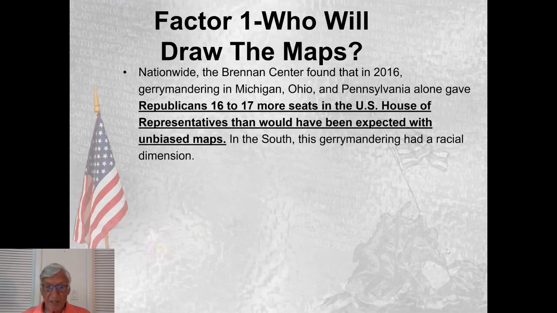Nationwide, the Brennan Center, which is very important in analyzing these things, found that gerrymandering in Michigan, Ohio, and Pennsylvania alone, listen to this, three important states with large numbers of districts, gave Republicans 16 to 17 more seats in the House of Representatives than would have been expected with unbiased maps. In the South, this gerrymandering had a racial dimension.